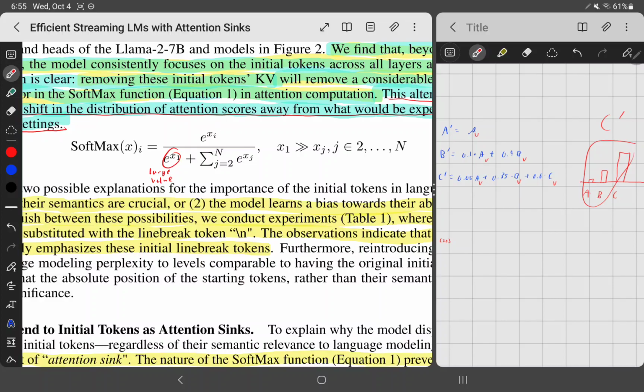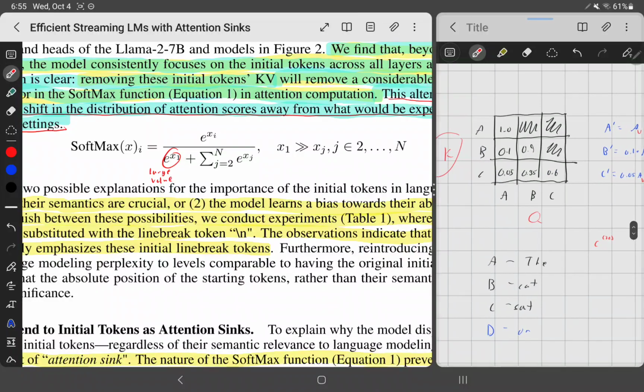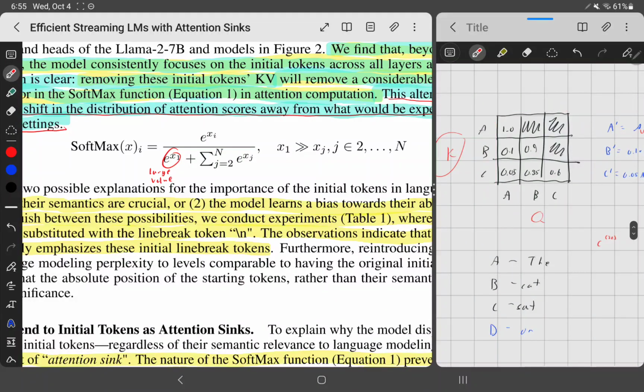So they claim that this is a big problem, that removing this initial token, or removing some of the initial tokens with very high attention scores before normalization, before the softmax normalization, basically messes up the statistics of the distribution because since they're no longer there, it messes up this denominator. So that's the idea. Removing these messes up the denominator, it messes up the statistics of the distribution, and that's what makes the model go all crazy.